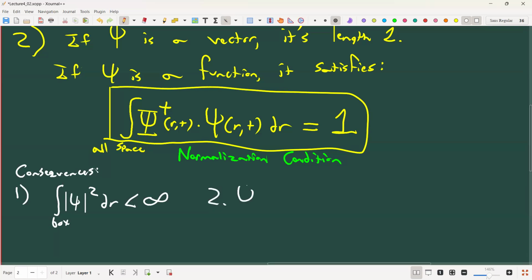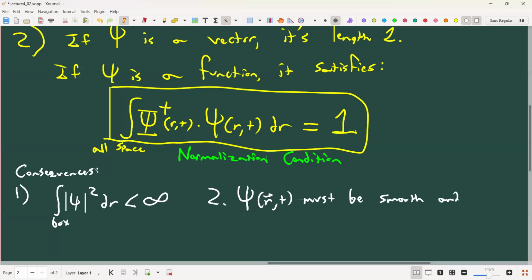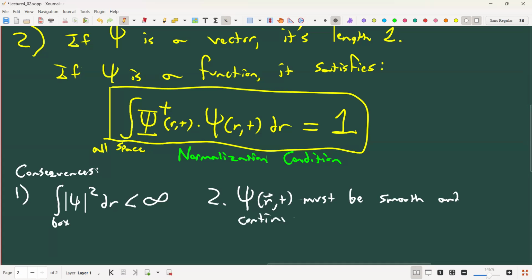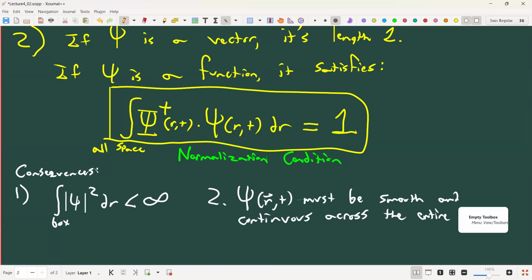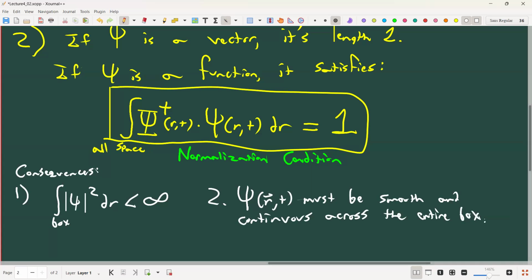The wave function, psi, must be smooth and continuous across the entire region, entire box. All right. This really limits the appropriate functions we can choose to represent a system. It has to be smooth and continuous. What does that mean? There's no jumps in it.